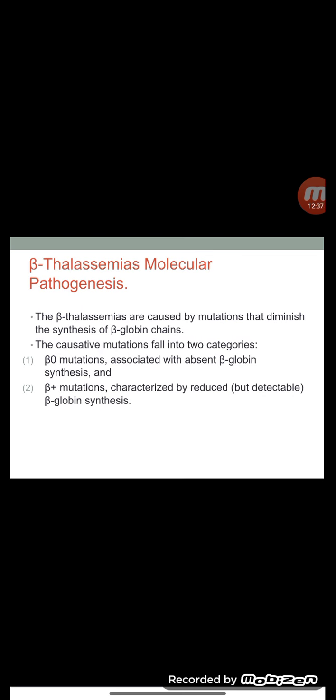So, the beta thalassemias are caused by mutations that diminish the synthesis of beta globin chains. The causative mutations fall into two categories. One is beta 0 mutation, associated with absent beta globin synthesis, and beta plus mutation, characterized by reduced but detectable globin synthesis.